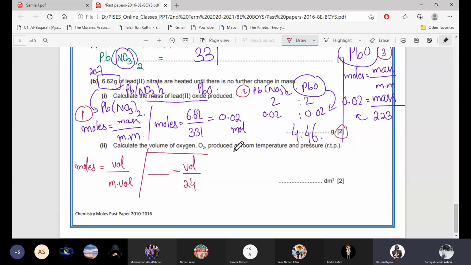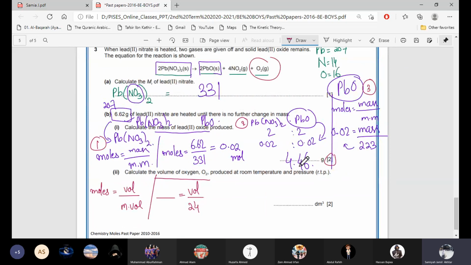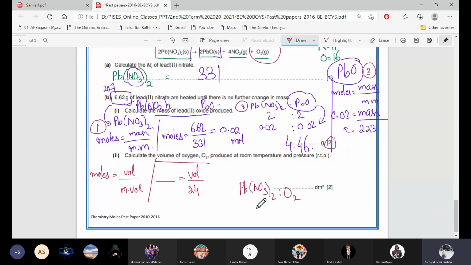Very good. To find out the moles of oxygen, which we don't know, we can take the molar ratio between PbO and O2, or between 2Pb(NO3)2 and O2. We can take the ratio between any two things. One thing's moles should be known, and the other unknown. According to the equation, 2 Pb(NO3)2 is giving 1 oxygen. So 0.02 will give how much? 0.01, half of it. So oxygen moles are 0.01.